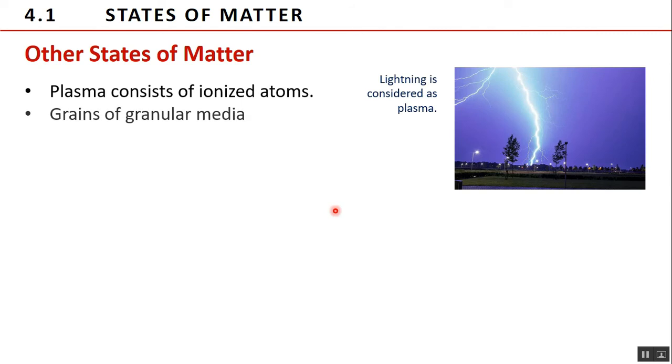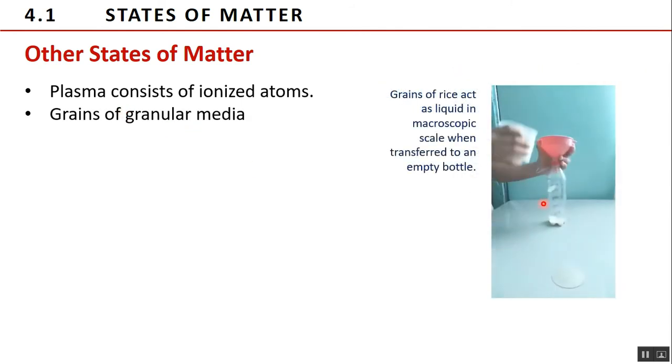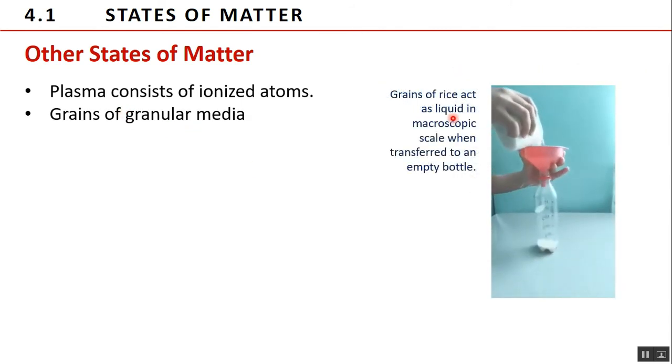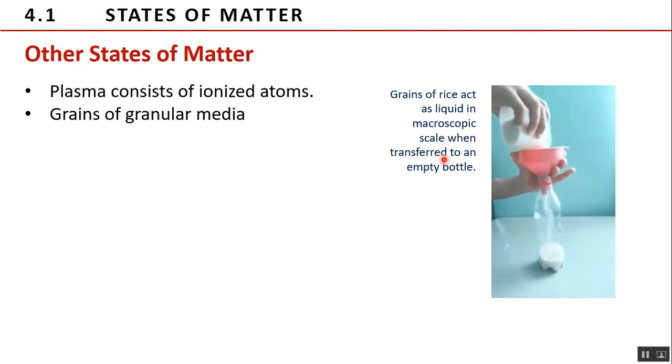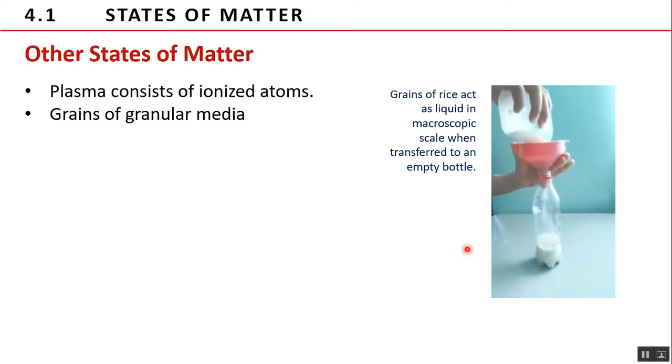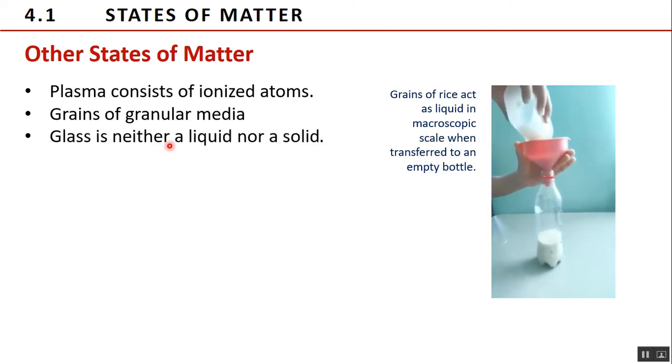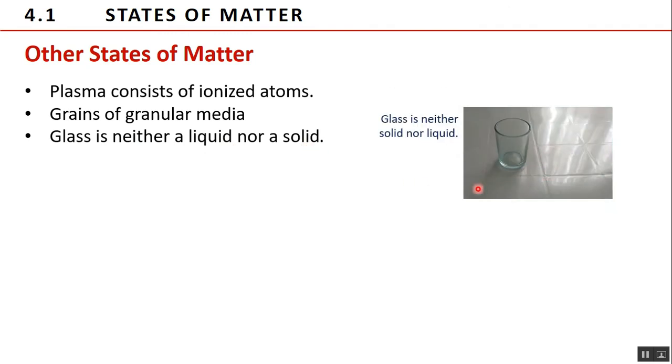The rice we eat are cereal grains. The grains of granular media are considered solids, but the macroscopic properties can be considered closer to liquids, because they can flow like liquids. A glass is another state of matter. It is neither a liquid nor a solid. Glasses seem to be solids, but it can also be viewed as liquids, with extremely high viscosity.